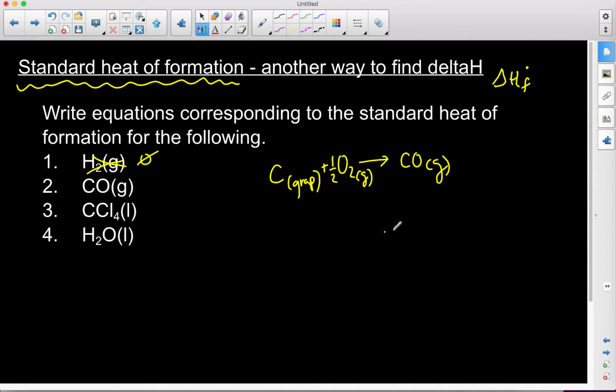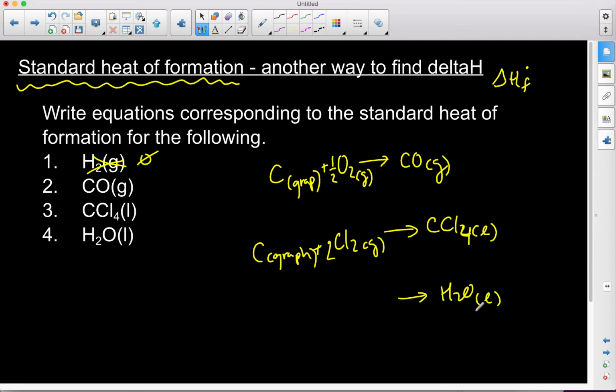Now for CCl4, that one's a little bit easier. We're going to start with carbon in the form of graphite, and then we're going to have Cl2. Specifically, we're going to have 2 Cl2s. H2O means we're going to have H2, we're going to have O2, and then what? Another 1/2. That's how we write standard heats of formation equations.